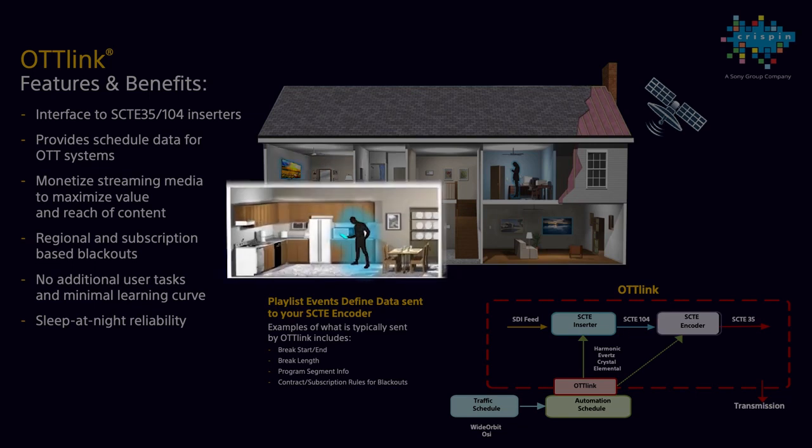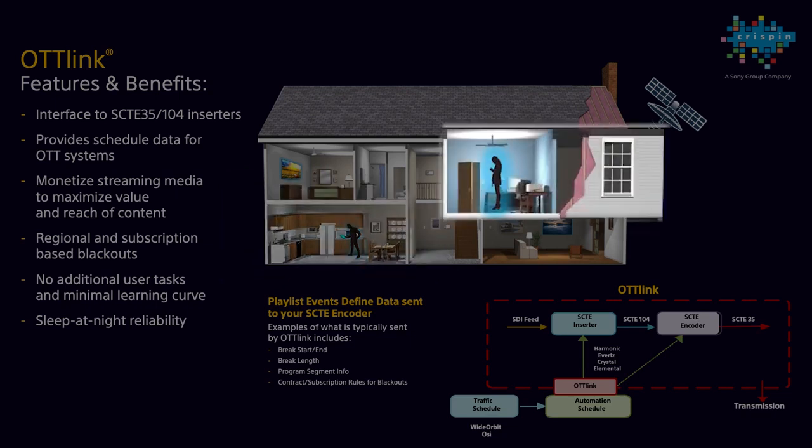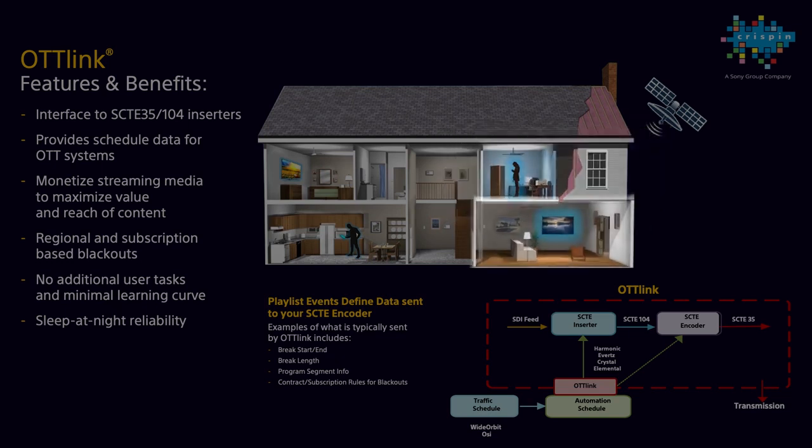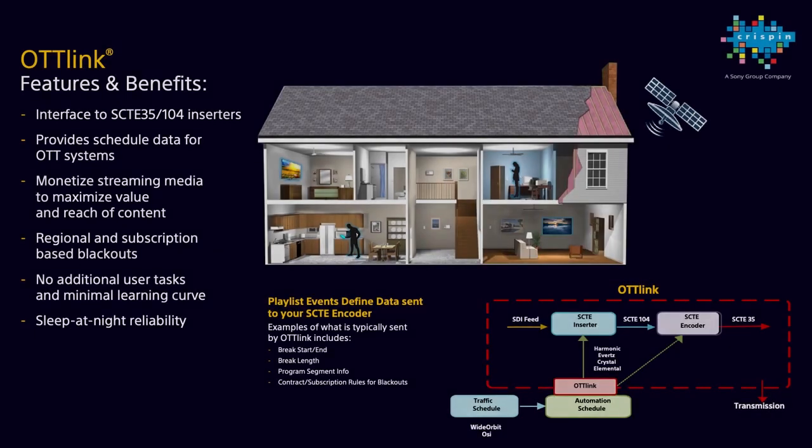For them to be able to do things such as the most obvious, again, dynamic ad insertion, but honestly, it's more than just dynamic ad insertion. It can be used for things such as regional and subscription-based blackouts, or alternate programming could potentially be done, all downstream, of course, but they can't do those sorts of things without a properly decorated video signal, which is what our OTT link can help you provide. You can interface to those SCTE inserters based on our schedule. And what better place to get it from?